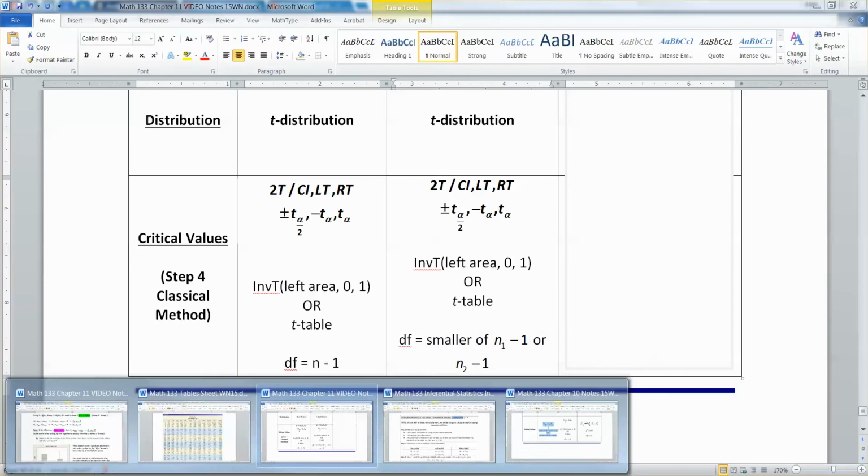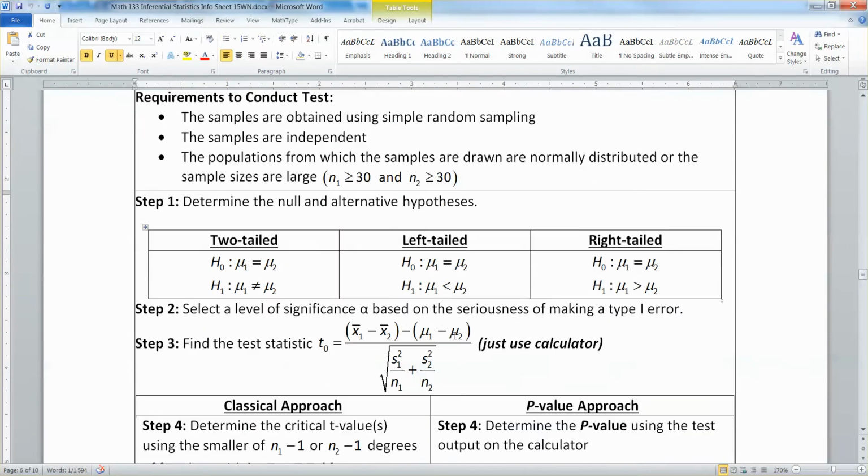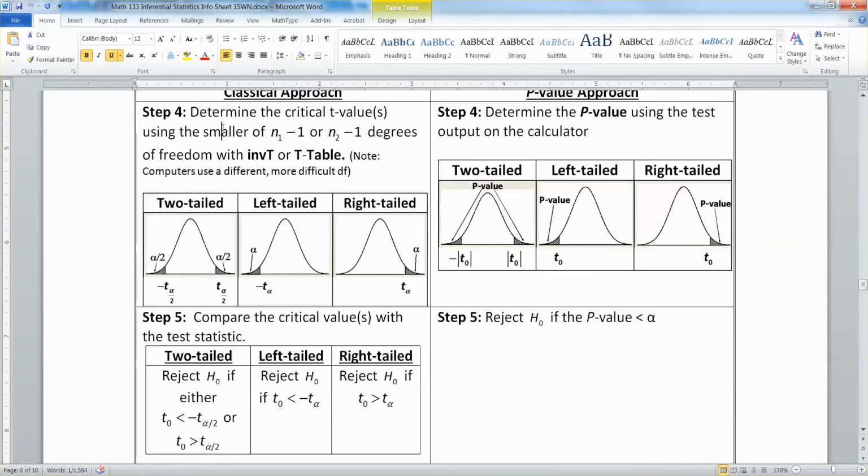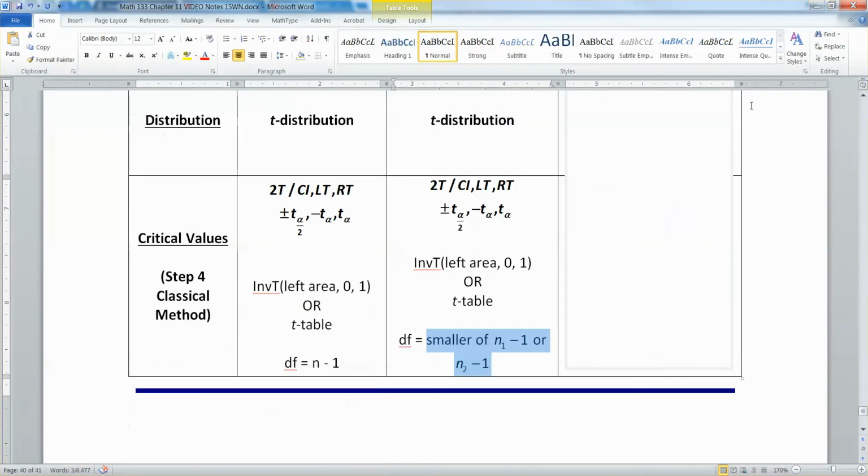Degrees of freedom, for our purposes, because we're just doing a very simple test, we're going to take the smaller of the two degrees of freedom. Remember that there's actually a very, very complicated formula for that, degrees of freedom, that we're not covering in our course. So we're just going to use the smaller one. That's the more generous way to do it.